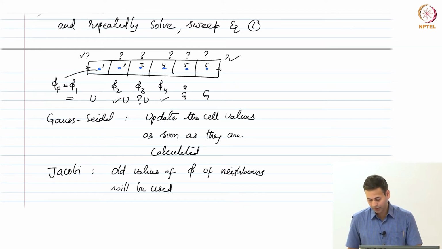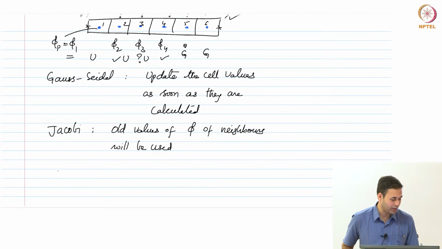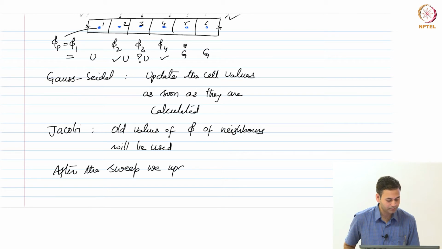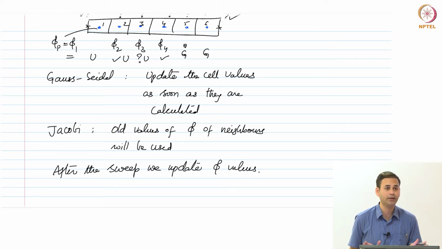So, essentially after the sweep we update phi values. That is the difference between Jacobi and Gauss-Seidel, otherwise it is pretty much the same. You go from one cell to another cell and then keep updating this.